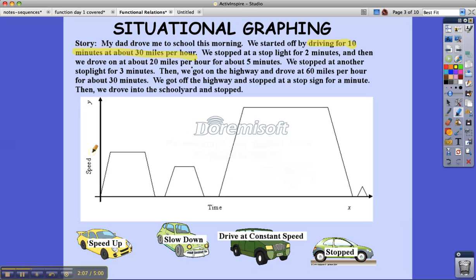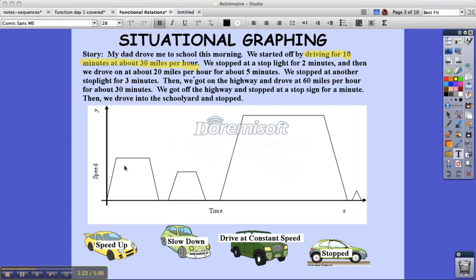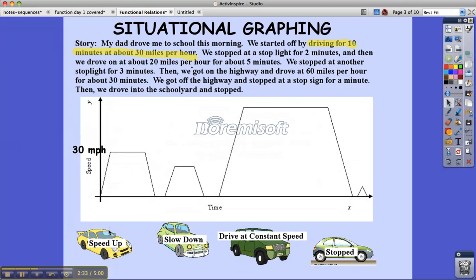Well, we know that we start down here at nothing, because obviously you got to get in your car and start it, right? So the first thing we do when we're at 0 on our speed, we need to get up to 30 miles per hour. So this entire time I am speeding up until I get to right here, representing about 30 miles per hour on my speed. So the first thing I'm doing is speeding up.